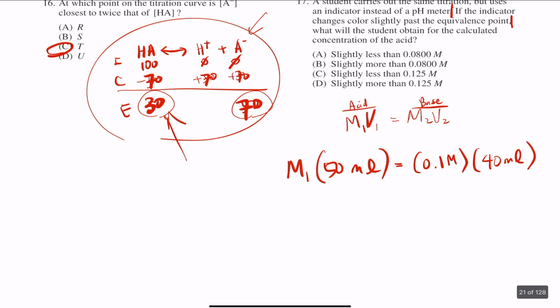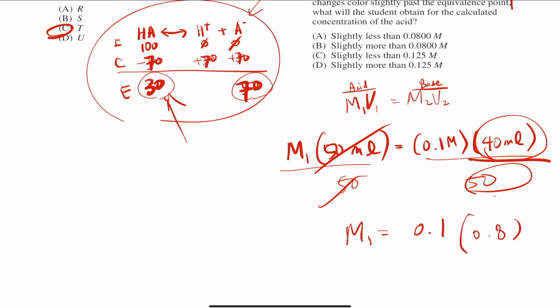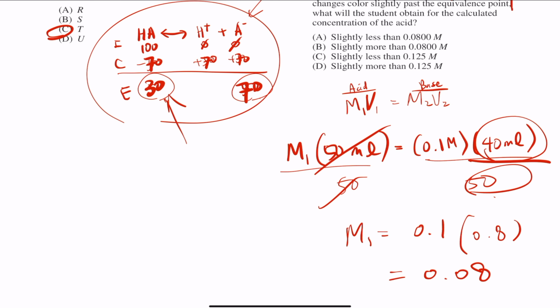And if you guys do the math, well, remember, you're not allowed to use a calculator on this section, but you really don't have to do the math because M1 is basically equal to 0.1 times 0.8, right? 40 divided by 50, 0.8. And that's going to be 0.08, right? So we should be looking at something to do with 0.08. So we should get rid of C and D.